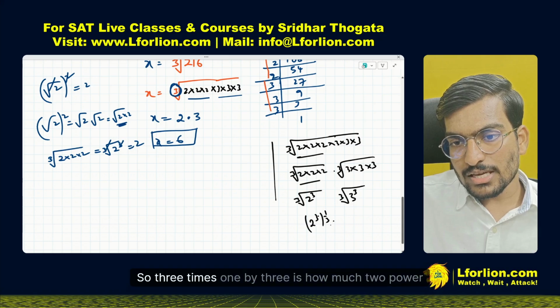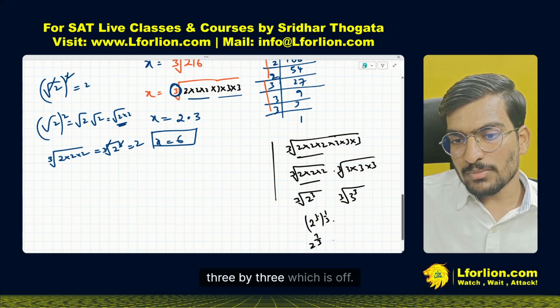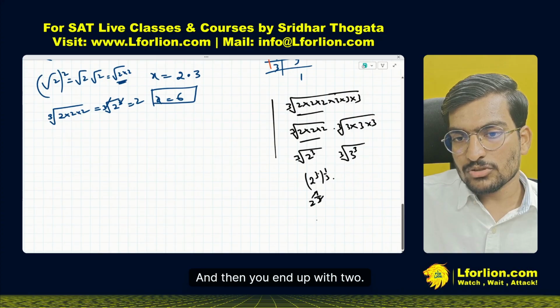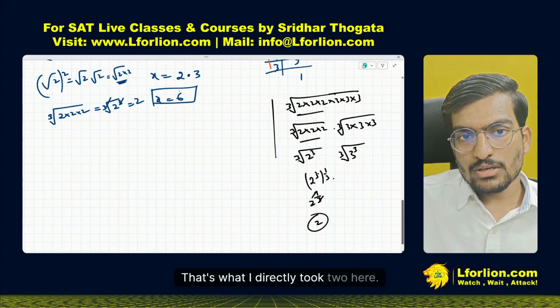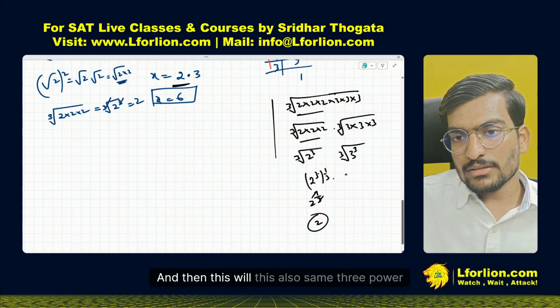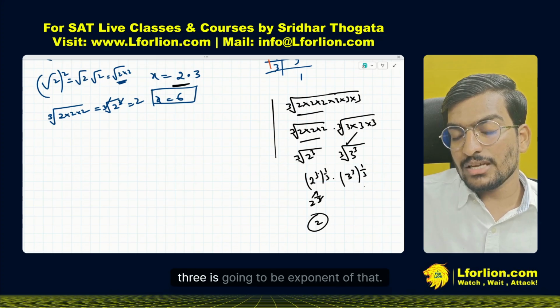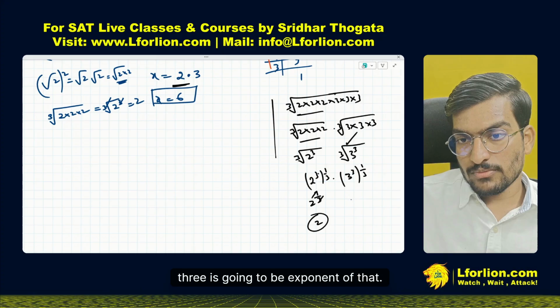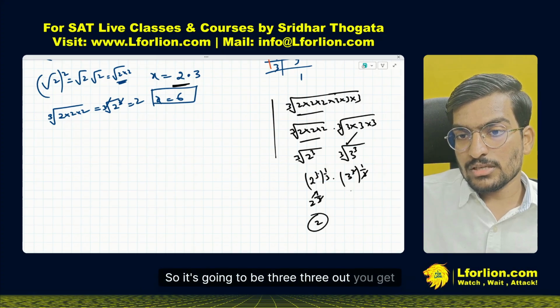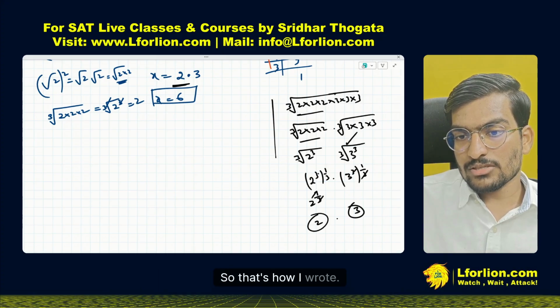So 3 times 1 by 3 is how much? 2 power 3 by 3, which is off, and then you end up with 2. That's what I directly took here. And this is also the same, 3 power 3 whole power 1 by 3. Why? This root 3 is going to be exponent of that, so the 3 comes out, and you get directly 3. So that's how I wrote.